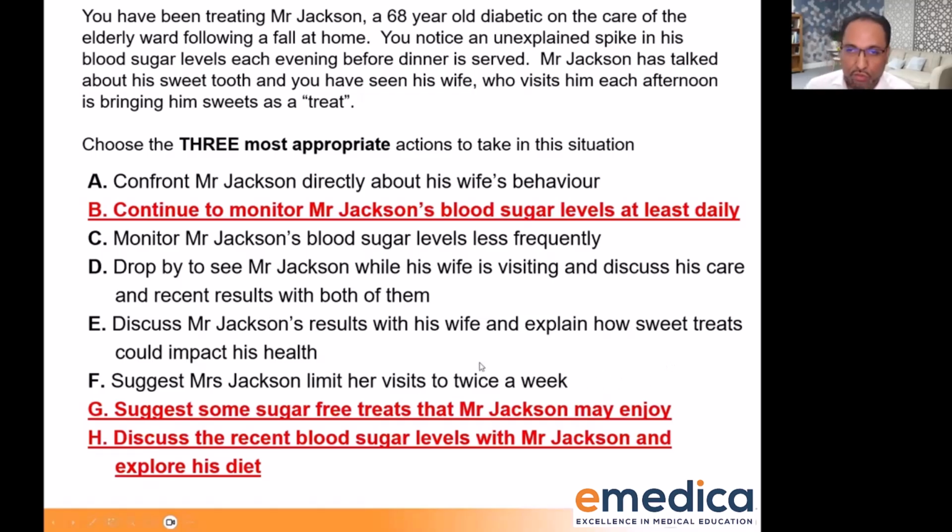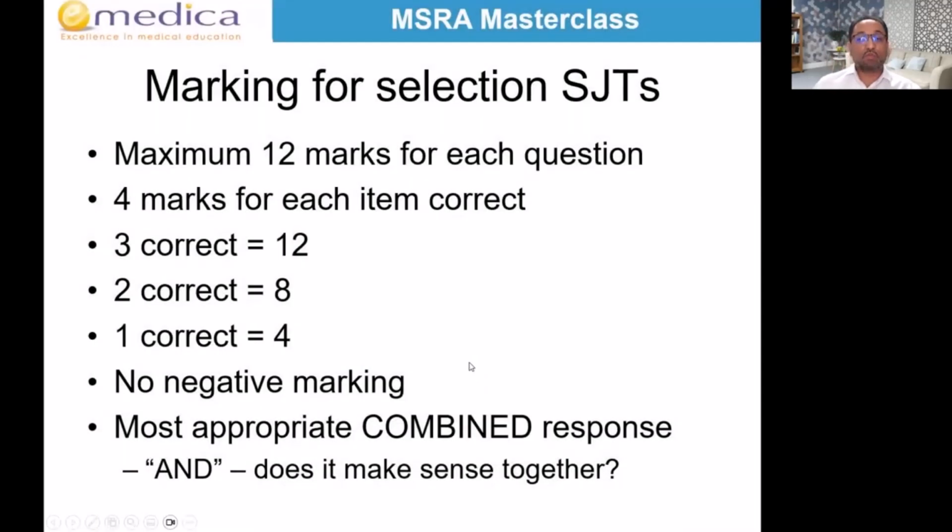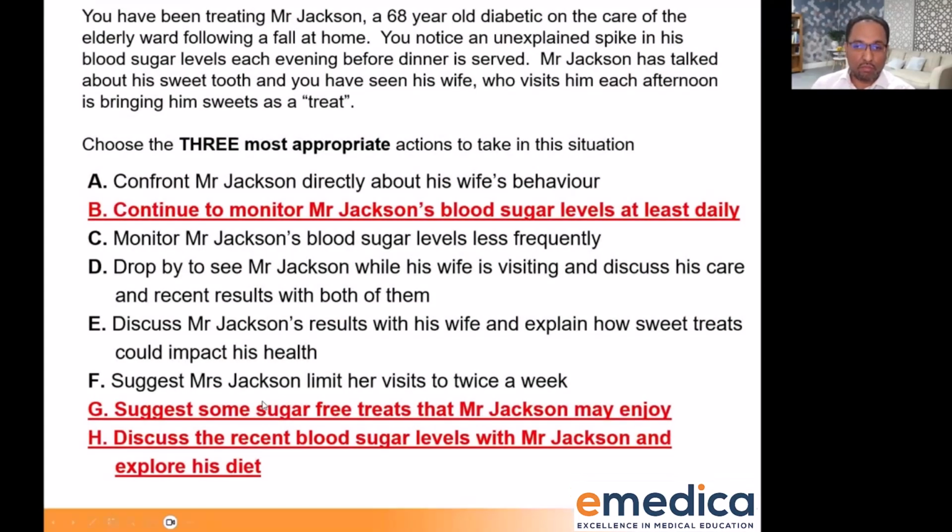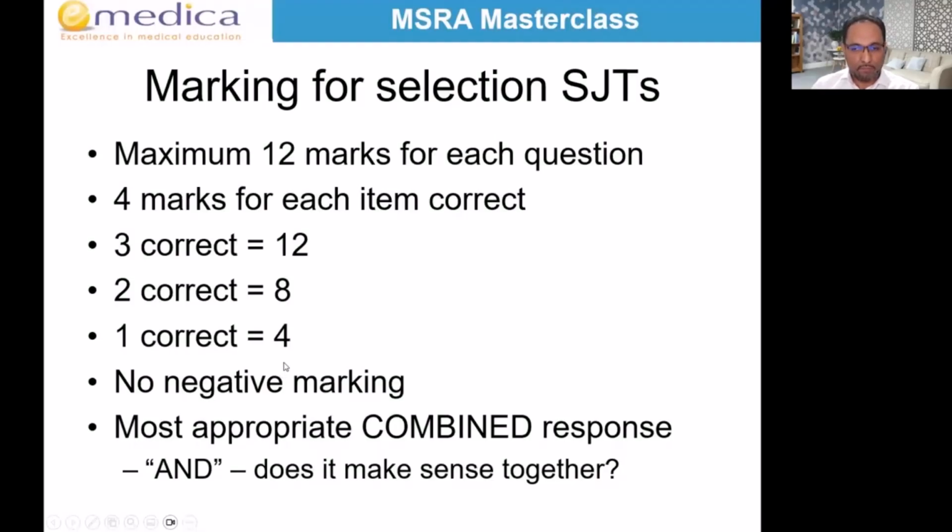Now, the way these are marked is very straightforward. 4 marks for each one that you get right. So if you get all 3 right, you get 12. Any 2 right, you get 8. Any 1 right, you get 4. There's no negative marking. And remember, it's the most appropriate combined response. So you've got to ask yourself, does it make sense when I read them back together? Because if it doesn't, then you probably know that you haven't got full marks.